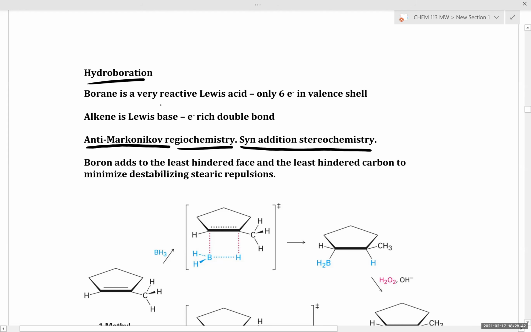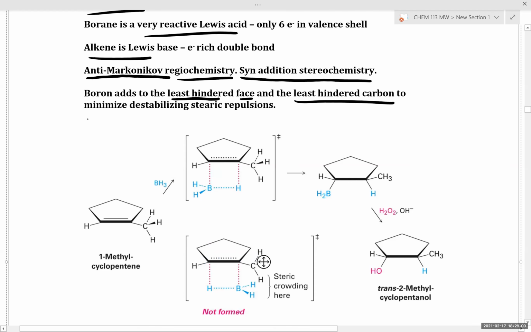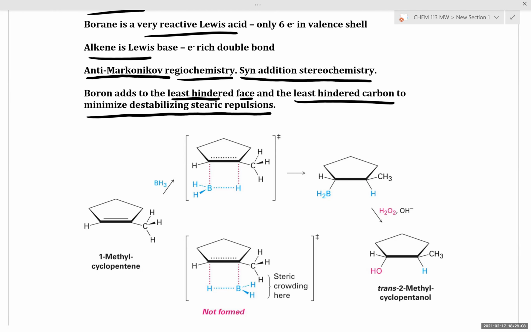So borane is a very reactive Lewis acid, and the alkene is a Lewis base. It's electron rich. Boron will add to the least hindered face, and the boron will be installed on the least hindered carbon. And that's because boron wants to minimize destabilizing steric repulsions. You want to install your boron on the least hindered face and on the least substituted carbon atom. And that's just to minimize steric crowding and steric congestion and hindrance.